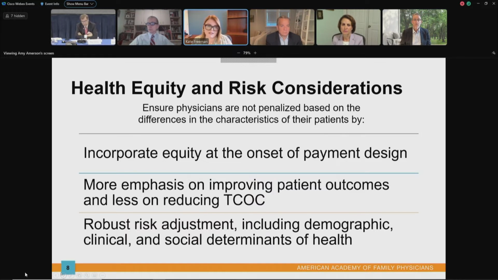So there are a few ways to think about how we can better structure payment models to alleviate this. One is incorporating equity at the onset of payment design and considering it as a fundamental component of the value proposition, especially for practices serving these vulnerable populations, maybe rural or smaller practices. We also should consider more of an emphasis on improving patient outcomes and less on reducing total cost of care. And then, the obvious statement of including robust risk adjustment that includes demographic, clinical, and social determinants of health is also critical. Next slide.